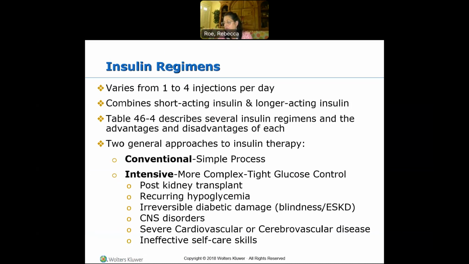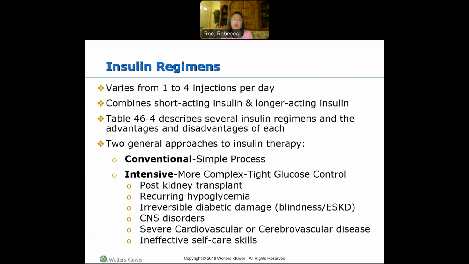The intensive, more complex process is when you need really tight glucose control. And it's a more complex process. It's very detailed. These would be in cases where you have patients that have had a kidney transplant. They've had this problem with hypoglycemia, and they really need to watch how they give this insulin, where, when they give it, what types of foods. They're really monitoring carefully the type of insulin and when they're giving it.